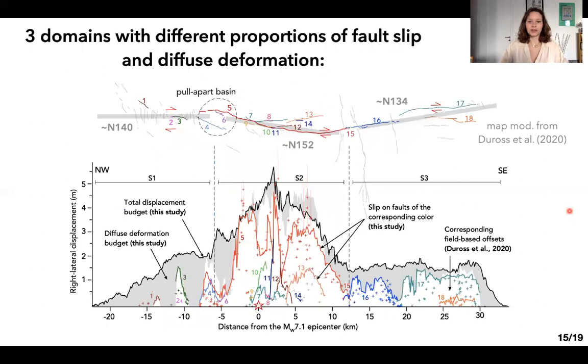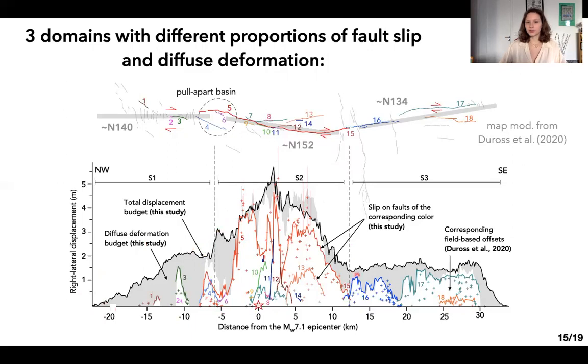So now, if you try to look at variations in the displacement pattern along strike of the rupture, we compare this plot here, the surface displacement budget, with the rupture map from Ross et al. You have the corresponding color between the different faults and the different fault slip curves. And so what we see at first is that we have three major domains with different patterns of displacements. You have a first domain here where you have almost only diffuse deformation budget. This is where I have shown you the bookshelf faulting behavior previously.